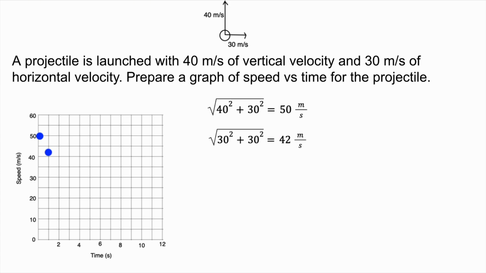Now let's say another second goes by, so 30 will become 20. And now I get 36. Let's put a dot at 36. I'm going somewhere with this, bear with me. A second later, it's 10.